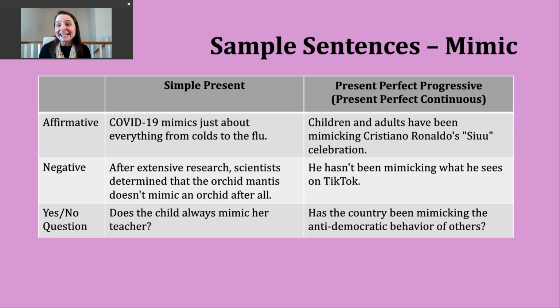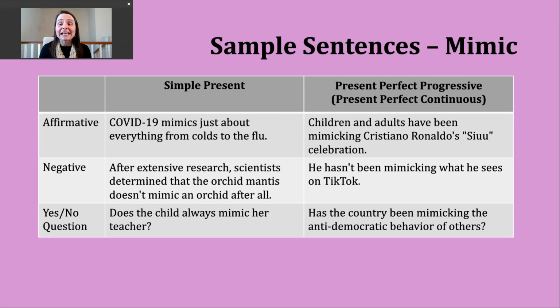Now, if you want to make a negative present perfect progressive sentence, we're going to insert not between our have or has, and then our participle been. So here's an example. He hasn't been mimicking what he sees on TikTok. And if you're a parent that has a child or a teen that's frequently on that social media platform, you might say, phew, I'm so glad they're not copying, they're not imitating what they're seeing there.